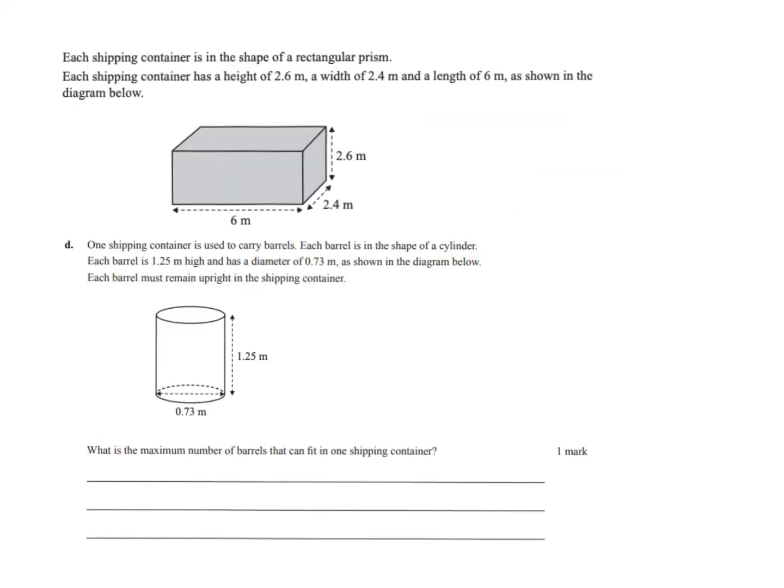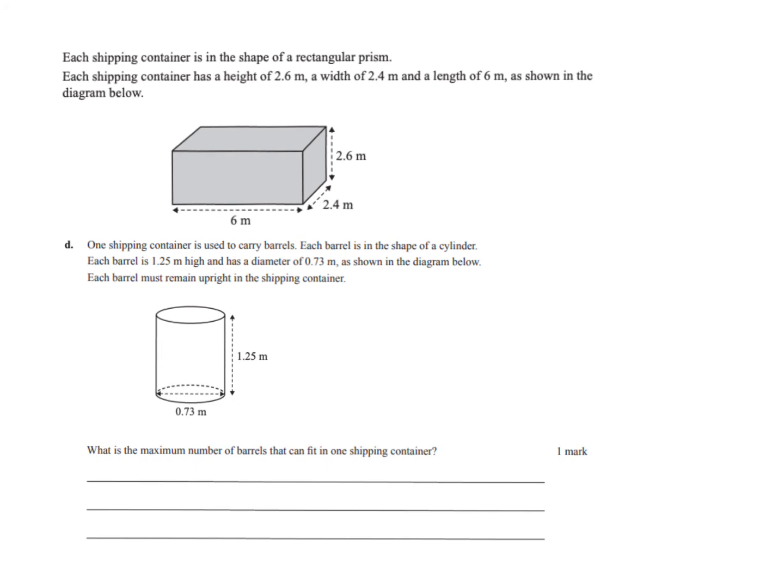Okay, each shipping container is in the shape of a rectangular prism. Each shipping container has a height of 2.6 meters, a width of 2.4 and a length of 6 meters, as shown in the diagram. One shipping container is used to carry barrels. Each barrel has the shape of a cylinder, 1.25 meters high, with a diameter of 0.73 meters, as shown. Each barrel must remain upright in the container. So what is the maximum number of barrels that you can fit in a container?